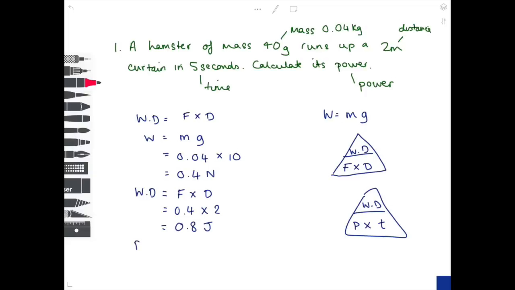And then finally we can work out power by doing work done over time. Look how I've laid out my answer with all my equal signs lined up, with all my working out shown. So the work done we know is 0.8. I'm only writing it here because I'm running out of space. Divided by time, which is 5. So that becomes 0.16. Don't forget your units for power, which is watts.